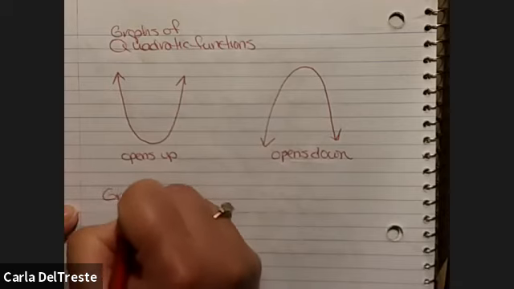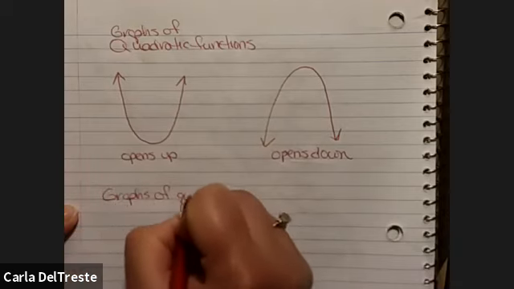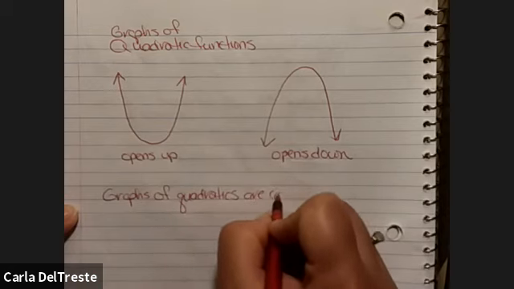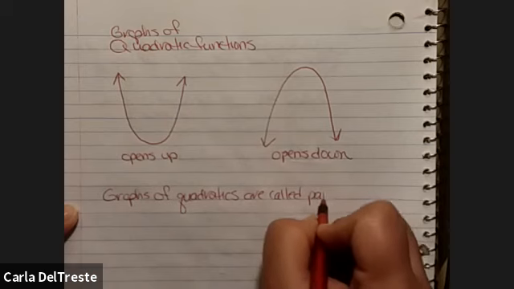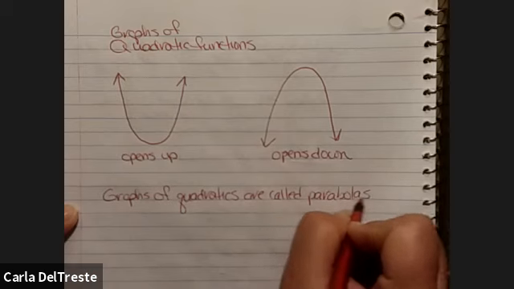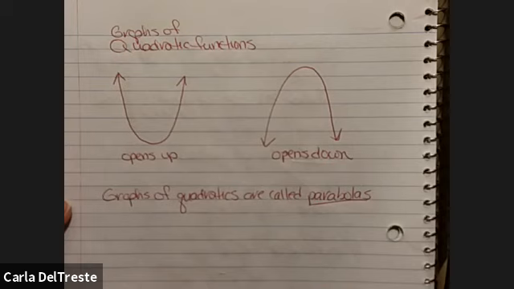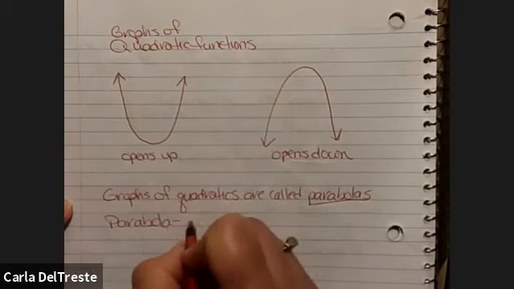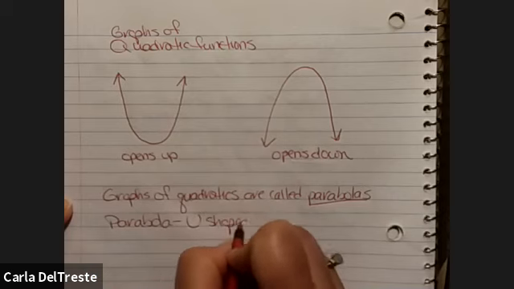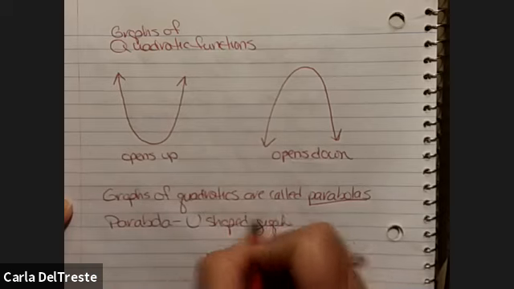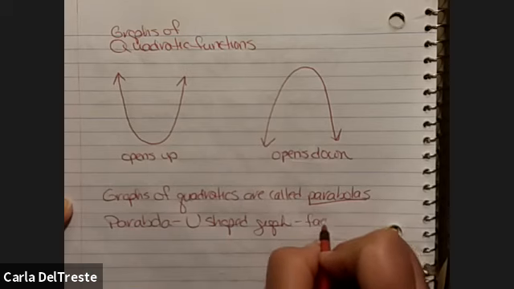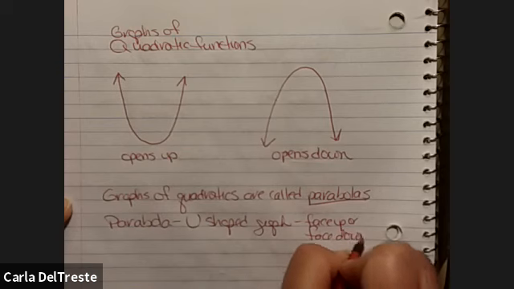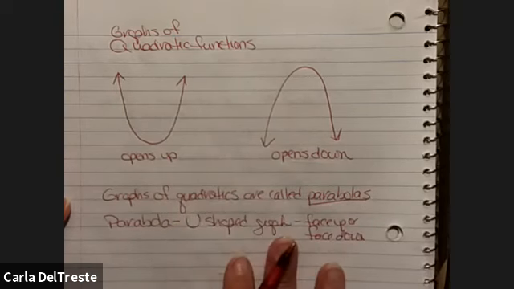The graphs of quadratics are called parabolas. It's a vocabulary word. And in essence, a parabola is a U-shaped graph, either face up or face down, just like we see in these two illustrations up here.